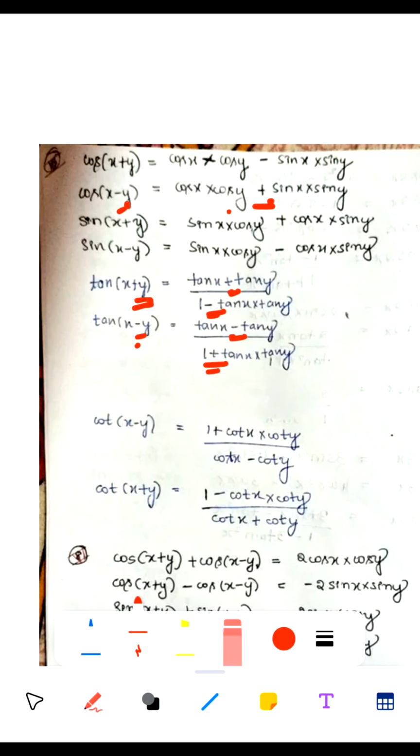Okay, next is cot of x minus y. I already said it's a reciprocal, right? The numerator is 1 plus cot x into cot y. So cot of x minus y is 1 plus cot x into cot y divided by cot y minus cot x. And cot of x plus y is cot x into cot y minus 1 divided by cot x plus cot y. I hope you understand this.